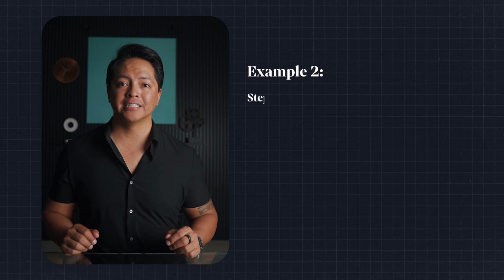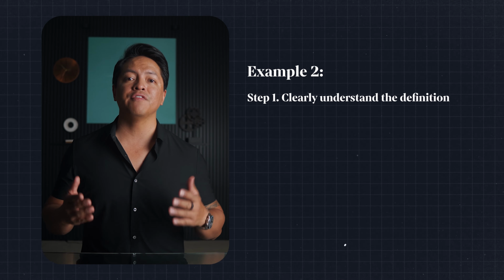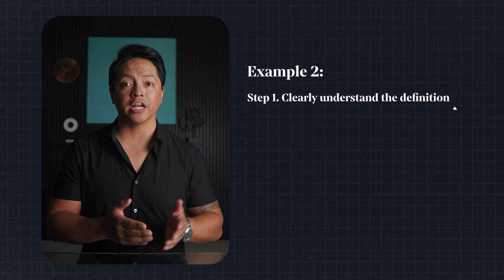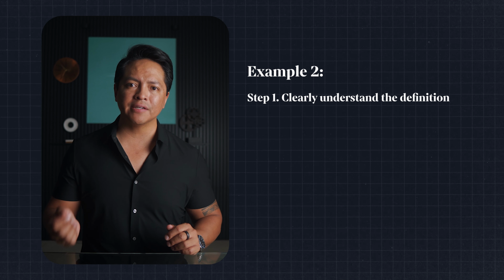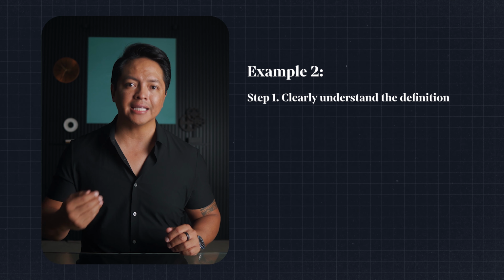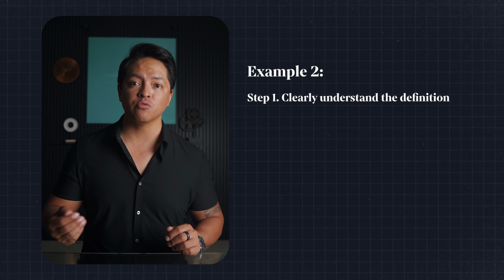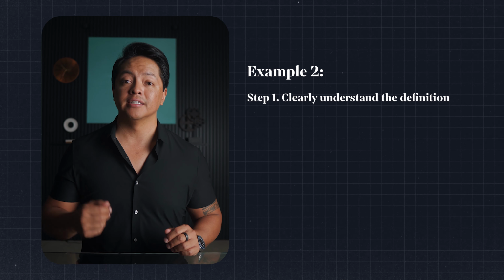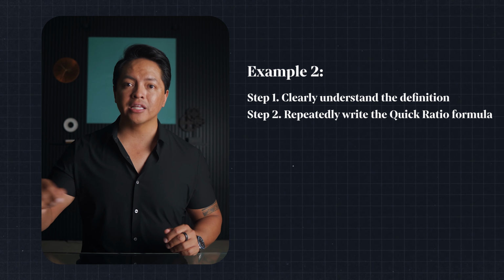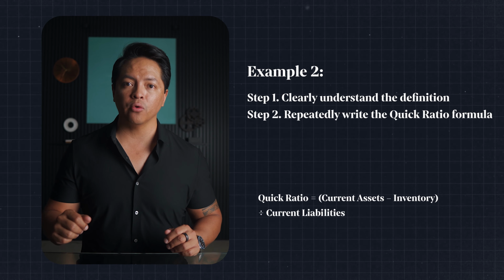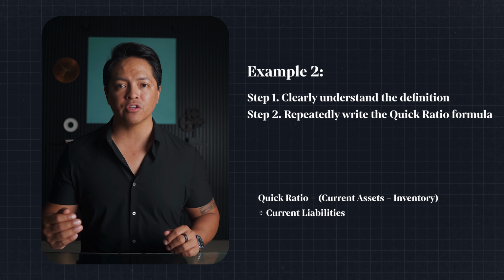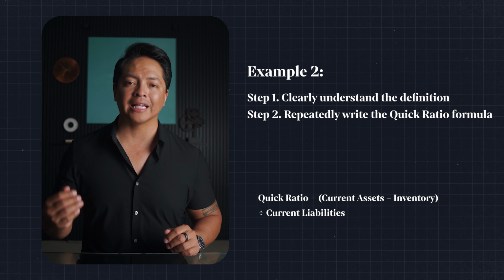Example 2. Step 1. Again, understand the definition of the concept you're studying clearly. The quick ratio specifically tests a company's immediate ability to cover liabilities without relying on inventory. Step 2. Repeatedly write the quick ratio formula. Quick ratio equals current assets less inventory divided by current liabilities.